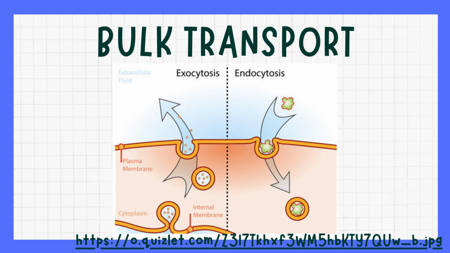Third, we have bulk transport. Bulk transport, like the name suggests, is a transport of materials in bulk. This involves exocytosis and endocytosis, exo for removing and endo for taking in. This involves vesicles of molecules merging with the membrane to dispel the molecules inside or outside the cell. Since the vesicles are being moved around, this requires energy.